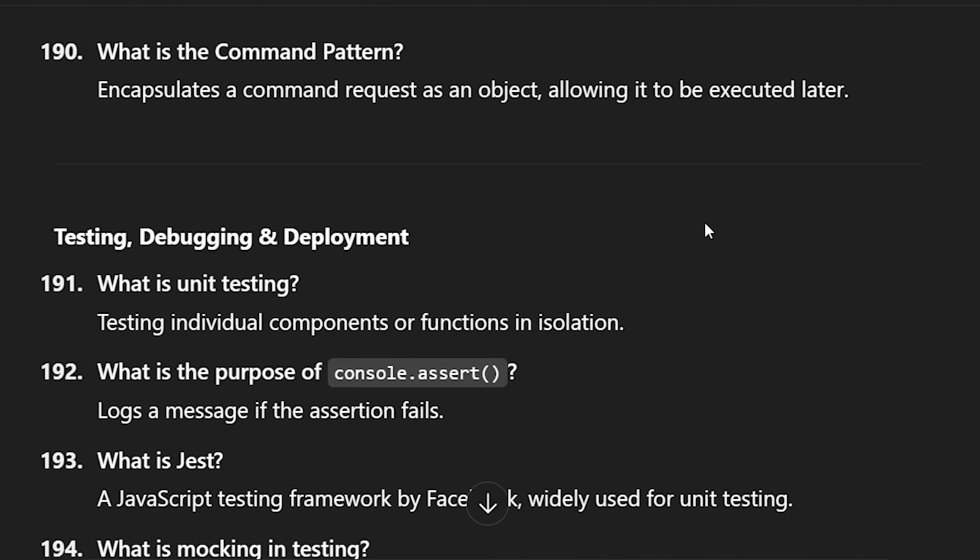What is the command pattern? Encapsulates a command request as an object, allowing it to be executed later.